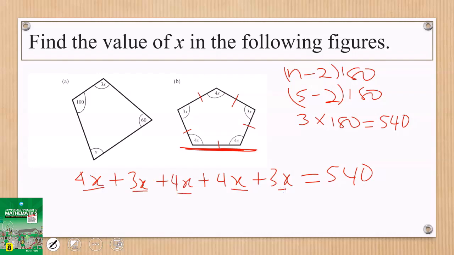Now when we sum them, this and this will give us 7 plus 4, which will be 11, then plus this 15 plus that 18. So you're going to have 18x equals 540. If you divide both sides by 18, then 540 divided by 18 means our x will be equal to 30 degrees. And that answers this part of the question as well.